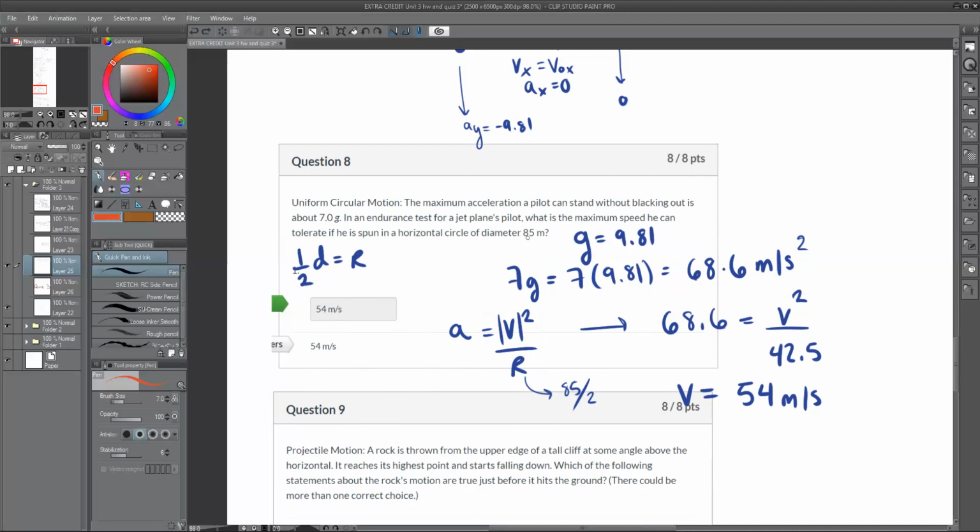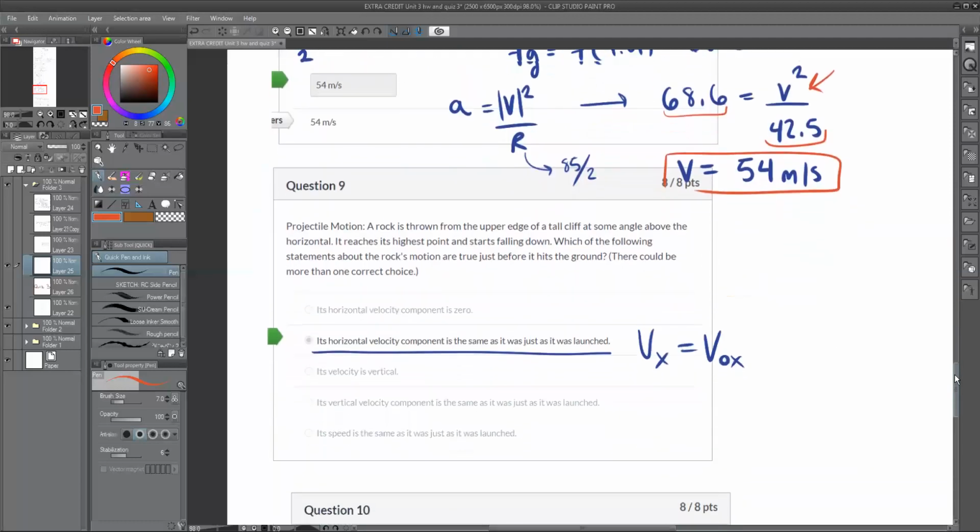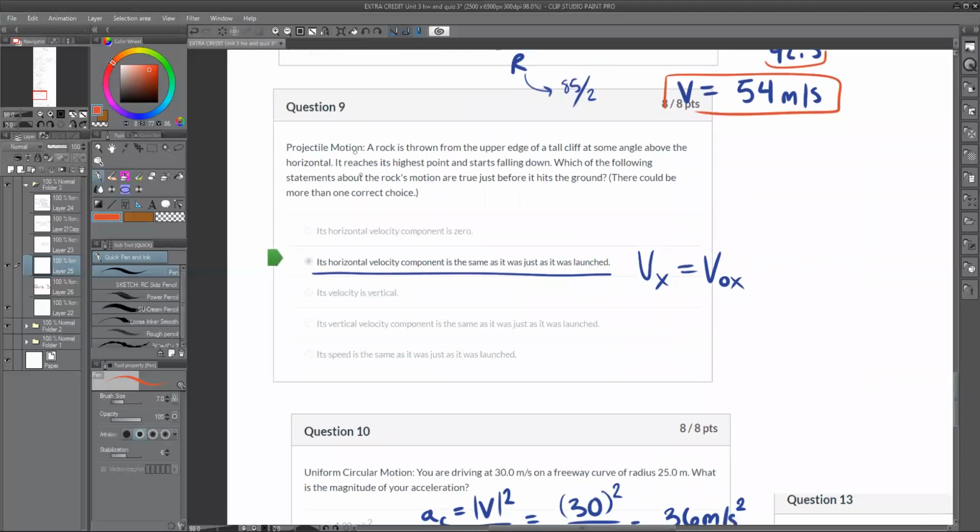So we divide 85 by 2 to get the radius. So we plug in, we know the acceleration, we know the radius, we solve for v. V is equal to 54 meters per second squared, and that's the answer. For question 9, projectile motion.